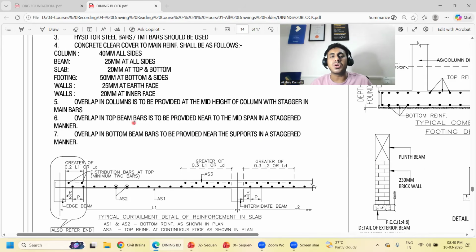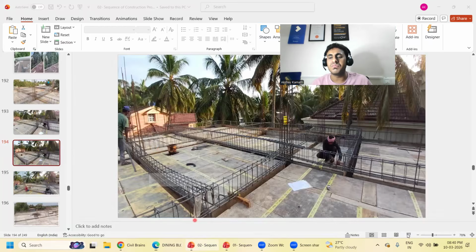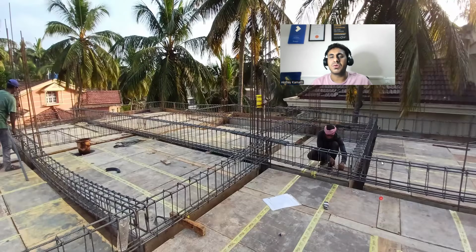Next, overlap in the top beam bar is to be provided near the midspan in a staggered manner, and overlap in the bottom beam bar is to be provided near the support in a staggered manner. So this is for the beams. If you see here, let's say it's a continuous beam which is running here. Whatever lapping they have done here is wrong.